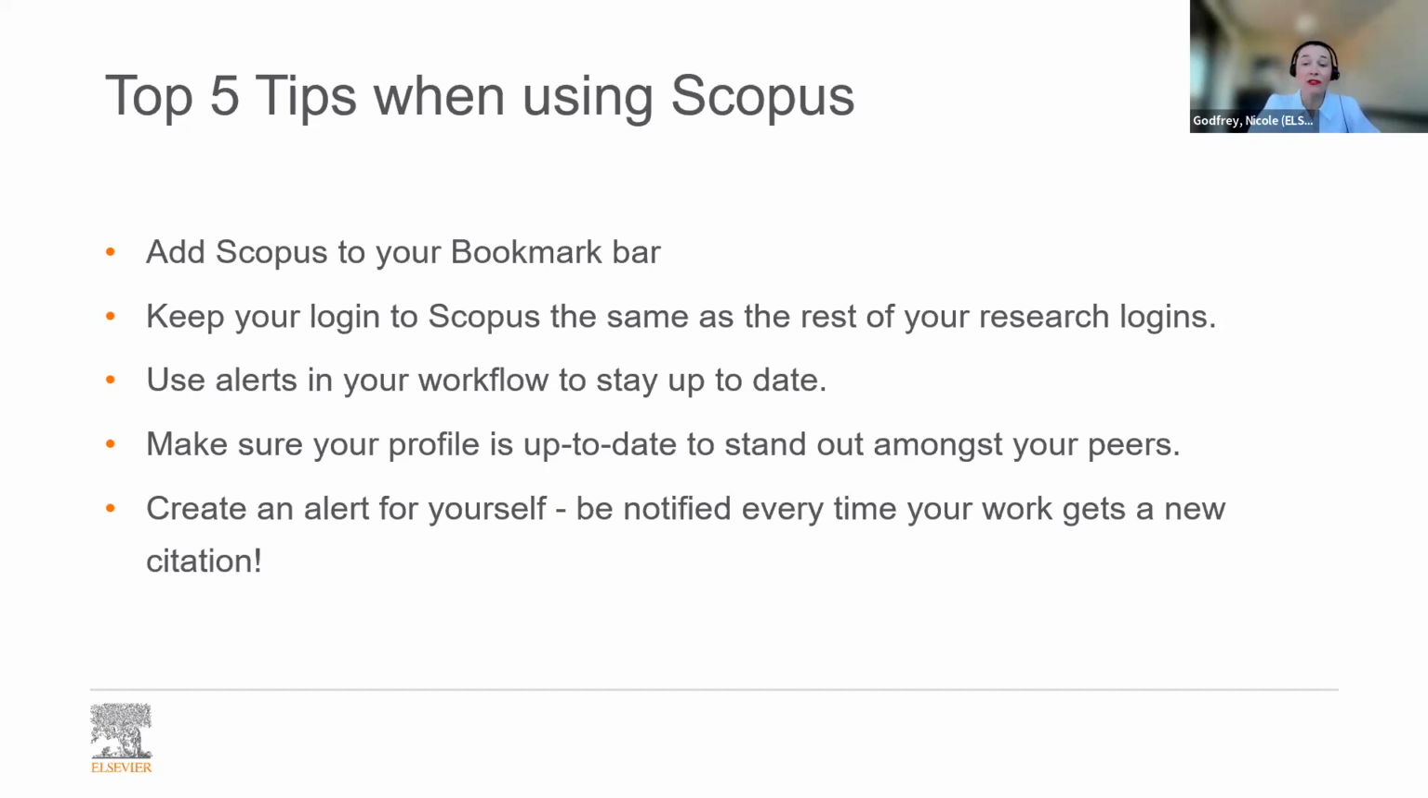Having an account enables you to personalize your experience. For example, setting alerts for searches, accessing and managing search history, and saving citations to folders. You will also need an account if you wish to manage your author profile, which we'll talk about today. It's also good to use it to set alerts for your workflow to stay up to date. This way you don't have to log into the platform, and it can help you identify emerging trends easily. The Research Office uses Scopus to review academic impact, so make sure your profile's up to date to stand out amongst your peers.